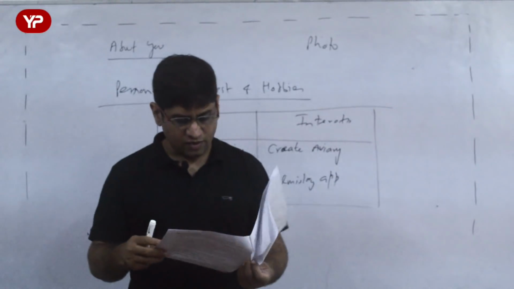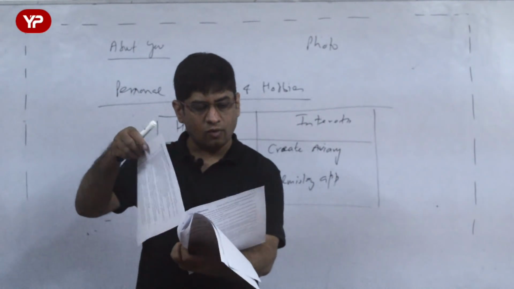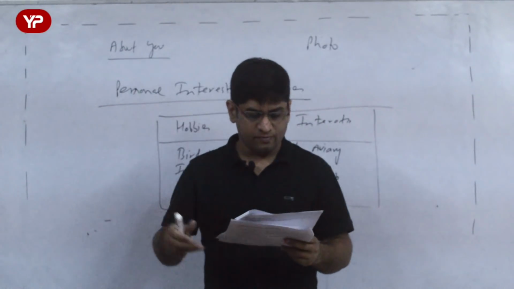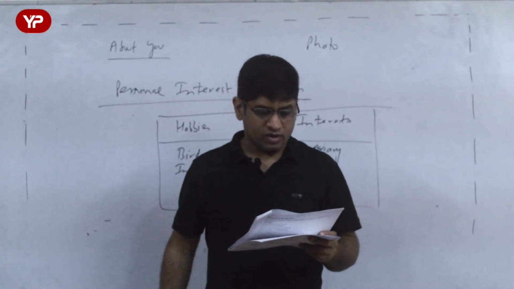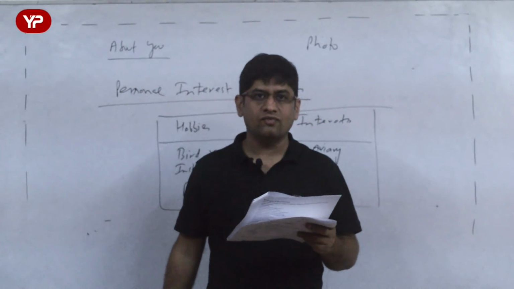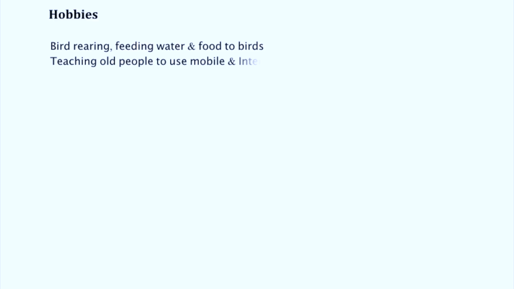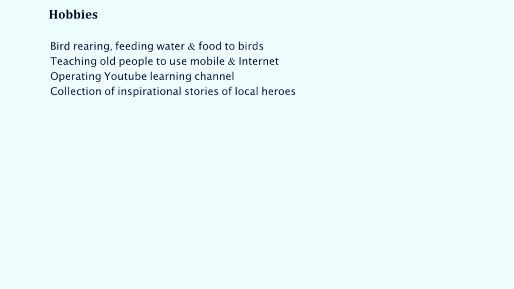And let me see if I made a list for you of some hobbies which I really liked. As I told you, hobby should be something innovative, creative, something which is new for us. Let me read some hobbies which you will find very good. Bird rearing, feeding water and food to birds. Teaching old people how to use mobile and internet is my hobby. Operating a YouTube learning channel. Collection of inspirational stories of local heroes.